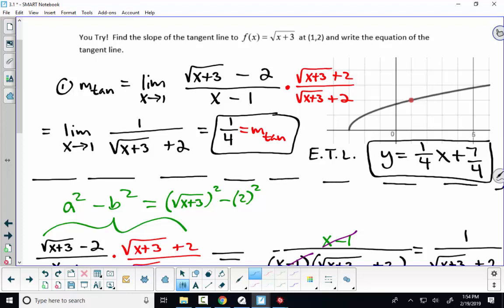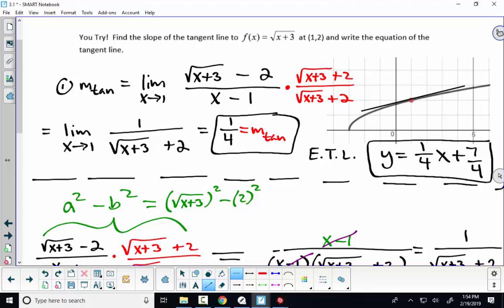So that's the line. If we were to graph this, we're not going to graph it, but if we were to graph it, that's this line right here. Do y'all have any questions on that example?